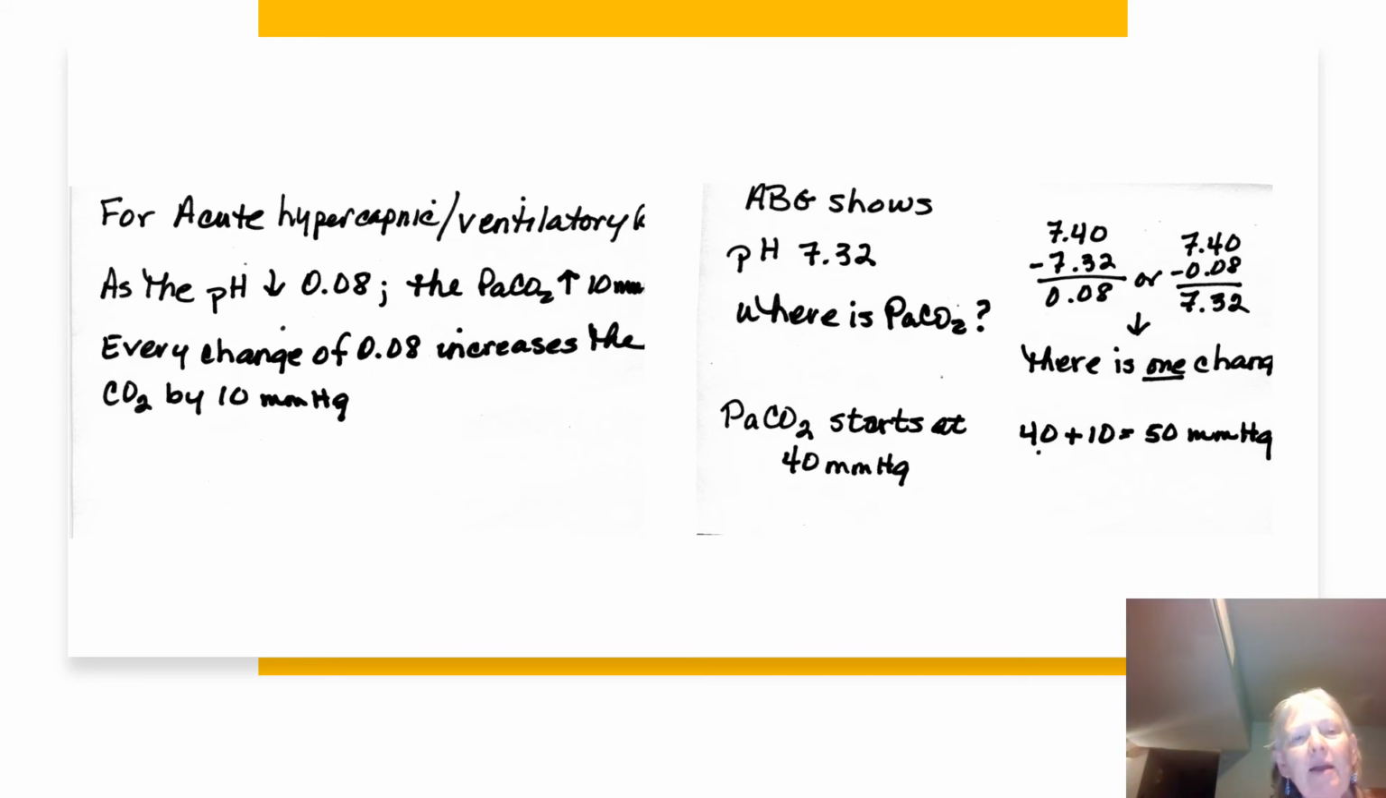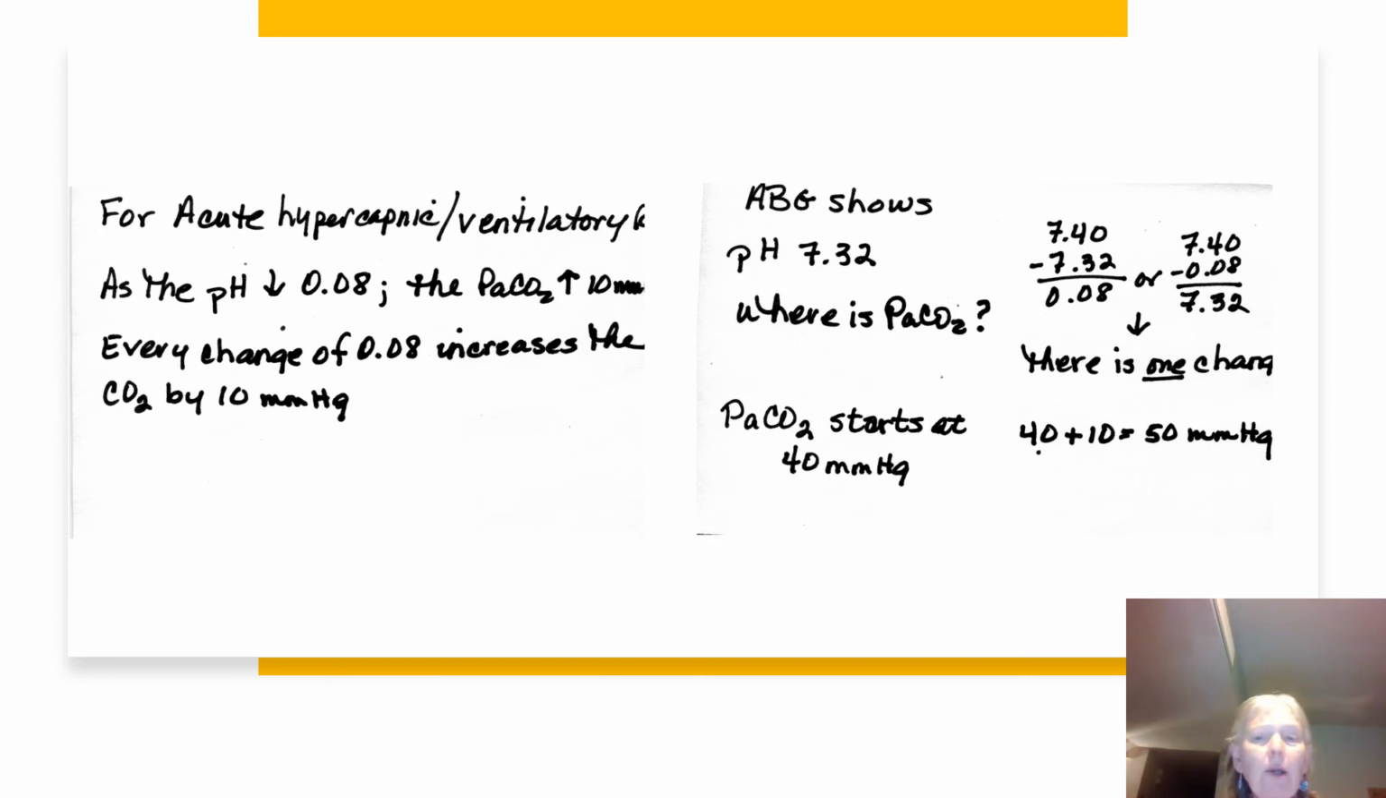Okay, so we're back. Had to take a little break there. So, as a reminder, for acute hypercapnic ventilatory respiratory failure, we're going to see that pH decrease by 0.08. We're going to see that CO2 rise by 10 millimeters of mercury above the base. The pH base is 7.40. The CO2 base is 40 millimeters of mercury.